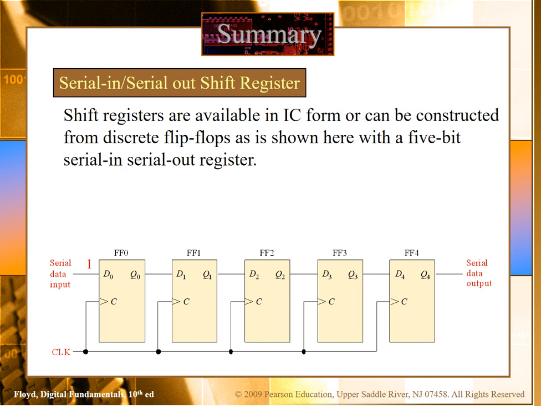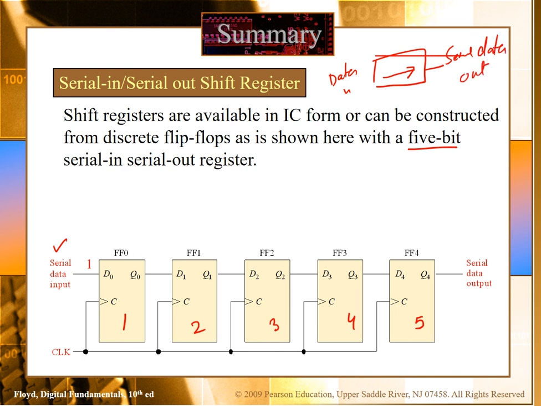Let's see the first one, the serial in, serial out shift register. They are available in the form of ICs, but inside the ICs we have flip-flops. For example, this is a 5-bit serial in, serial out register. 5-bit means you have 5 flip-flops, number 1, 2, 3, 4 and 5. They operate synchronously with the clock, and this is your serial data in. Serially it will be shifted towards right, and here you will have the serial data out.